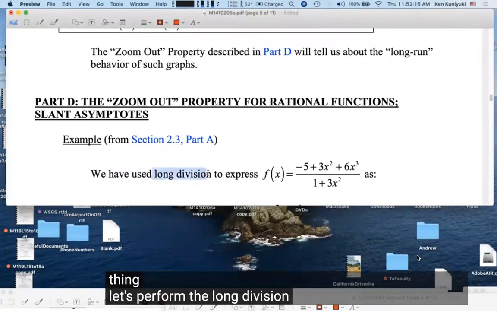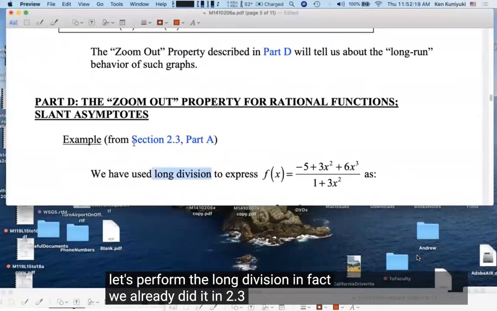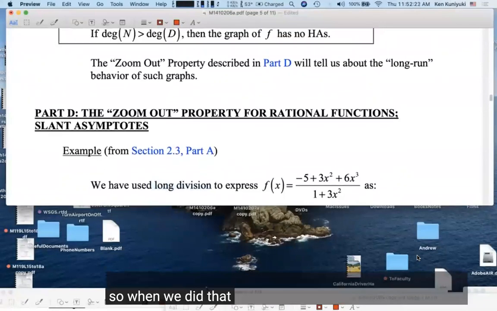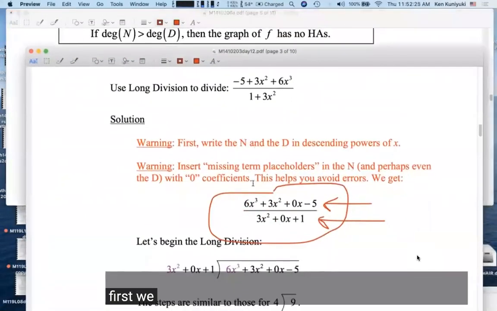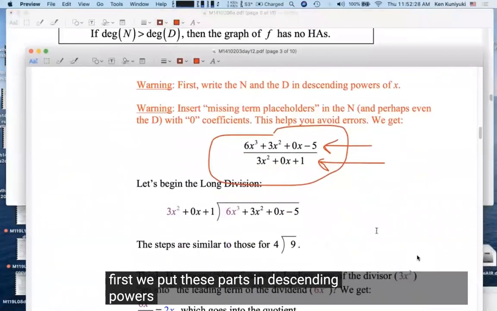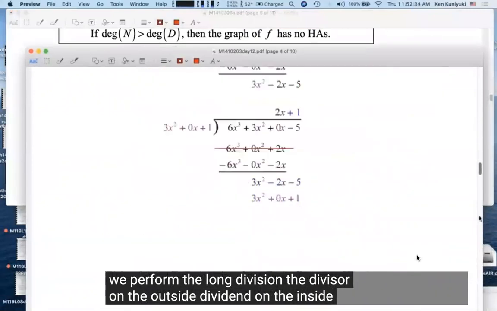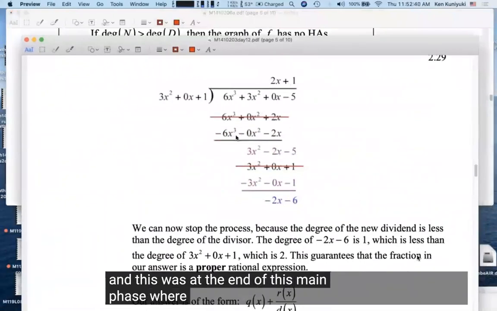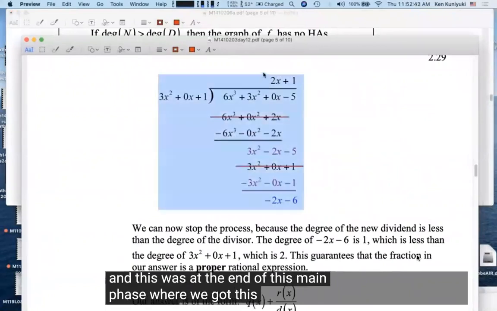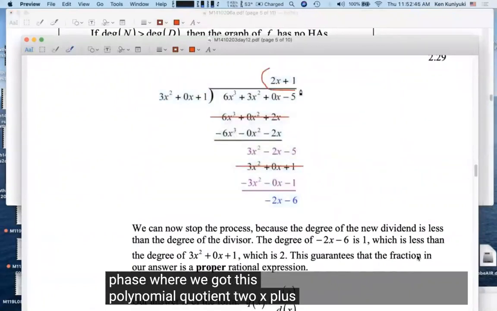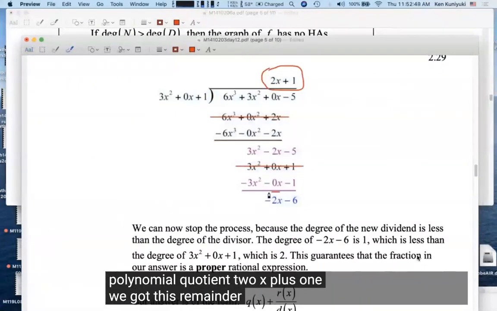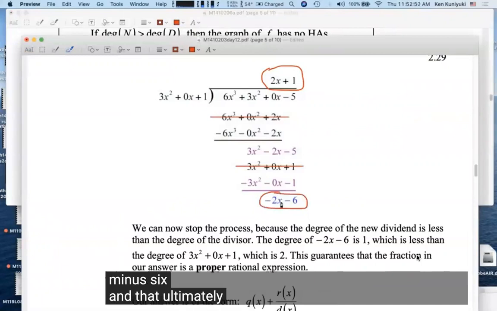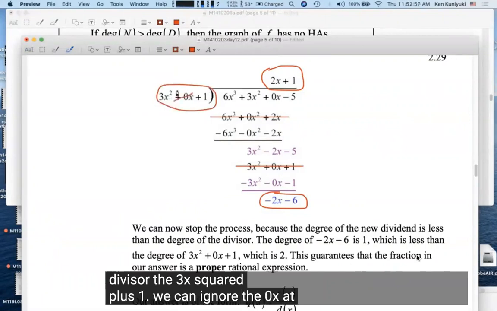Let's perform the long division. In fact, we already did it in 2.3. When we did that, first we put these parts in descending powers. We performed the long division, the divisor on the outside, dividend on the inside. And at the end of this main phase, we got this polynomial quotient 2x plus 1, and this remainder, negative 2x minus 6, which ultimately goes over this divisor, the 3x squared plus 1. We can ignore the 0x at this point.